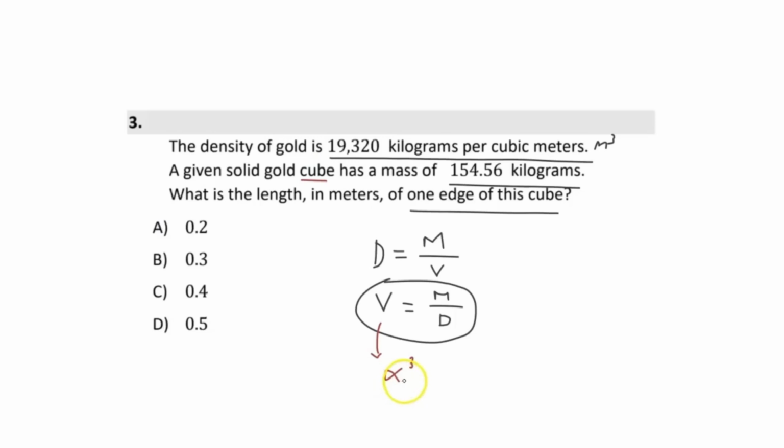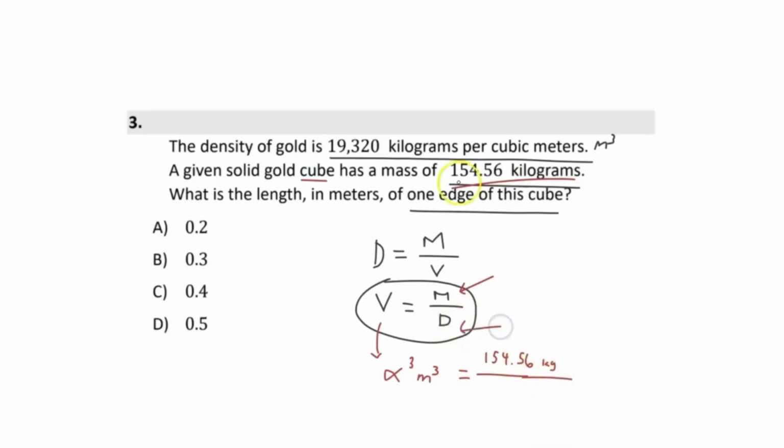Alpha, in our case, represents one edge of this cube. That's the length in meters. But alpha cubed means that alpha has a corresponding unit of meters, and so if we're cubing it, that must have the unit of meters cubed. Cool. So now we can set this equal to, so volume corresponds to this. Now, what do the other parts correspond to? Well, this top part is the mass. Well, it's given right here. 154.56 kilograms. Boom. Perfect.